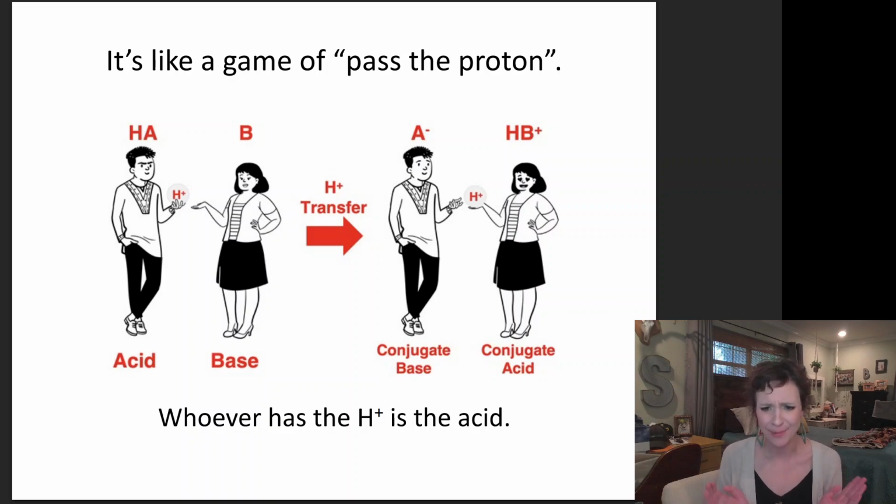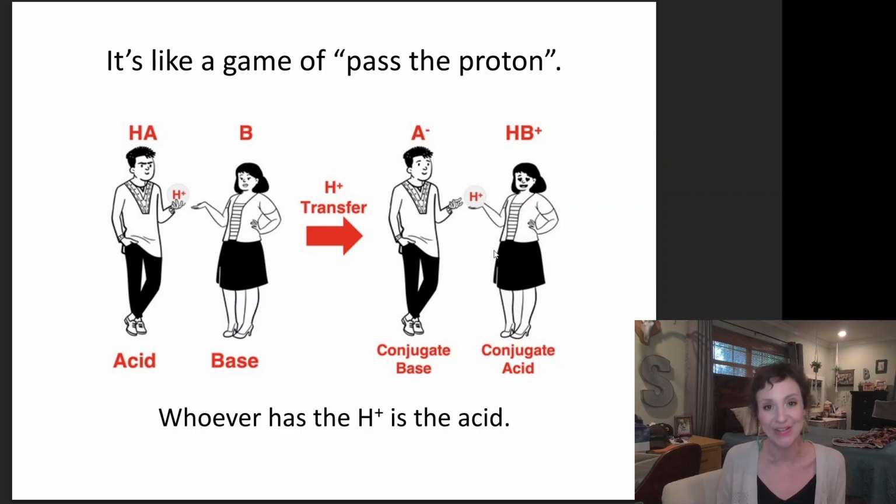Okay, the way I think about this, since Bronsted-Lowry acids and bases are all about tossing a proton around, donating a proton or accepting it, y'all, it's kind of like a game of pass the proton. Okay, so I have a picture, and I will keep referring to this cartoon because it is very helpful for me. Okay, let's say this guy right here, he is holding a proton, yes? Well, he's the acid, okay? And this girl right here, she does not have the proton. She's the base.